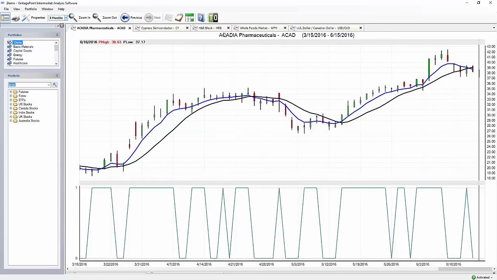I have a lot of charts. We're going to go over some stocks, currencies. I got some ETFs down here. But there's some very important concepts that you guys need to know. Now, this is the VantagePoint software.